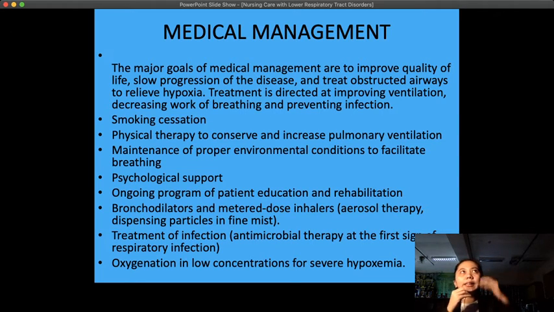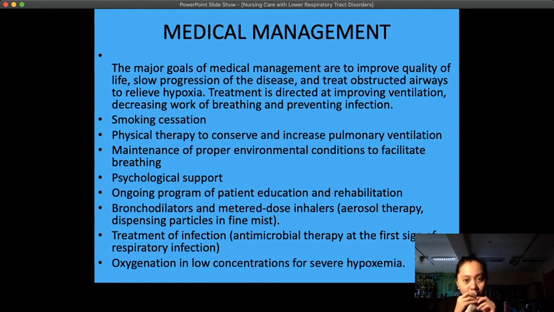So you can see that the medical management is very technical. Okay? It is very disease oriented. So whatever the illness is, alright? Their goal is the slow progression of the disease. If it is cancer, then slow progression. So the management is chemotherapy, radiation, and then how to relieve hypoxia, and then oxygen. Okay? So improving ventilation. So that is the medical management.